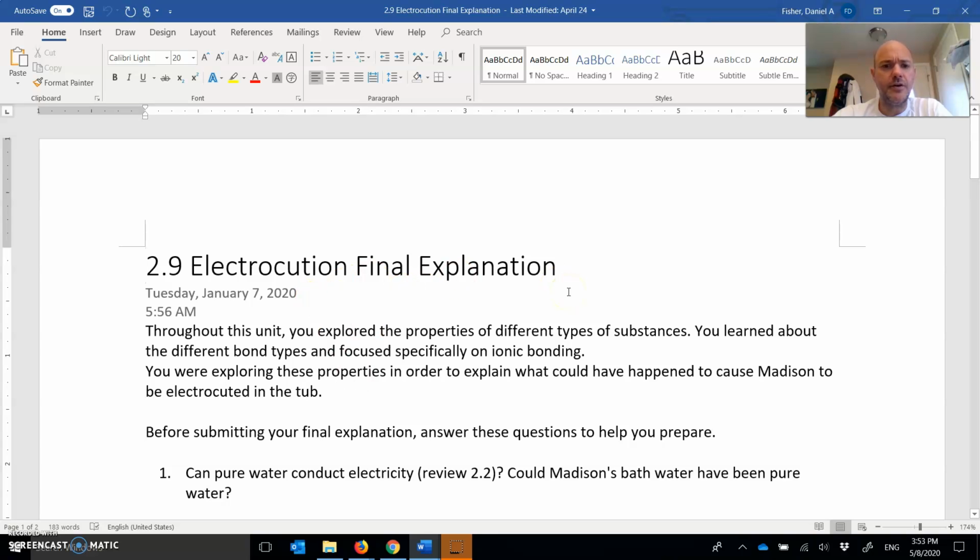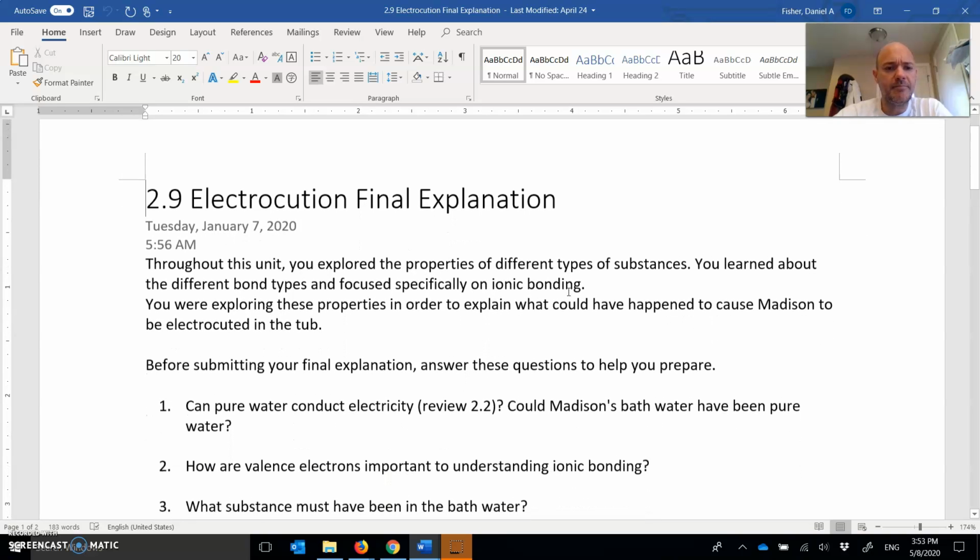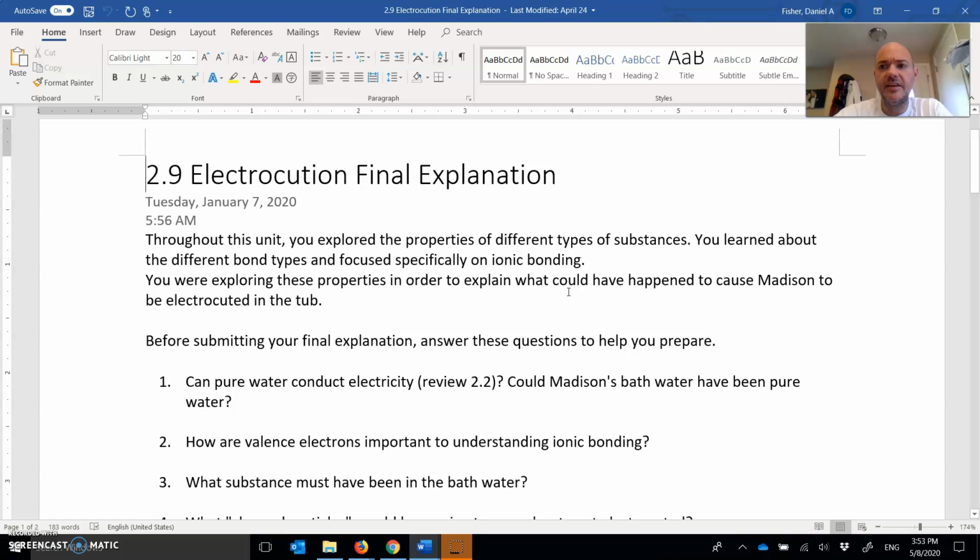All right, so I've got the final explanation for electrocution up here. I'm going to talk really quickly about it and then let you get to work on it. I'm not going to say too much about it because I want to hear what you understand about this. So, as you're thinking about this, we thought about properties of different types of substances.